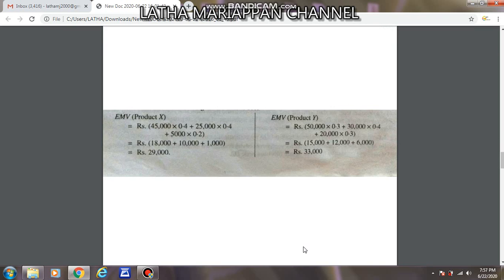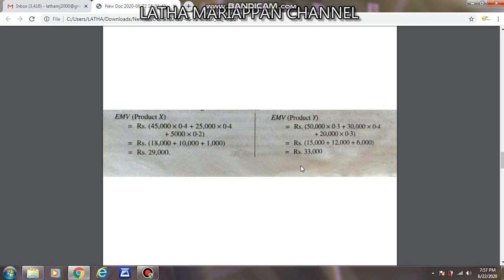Is it clear? Okay. So like this. Okay. This is EMV calculation. The same method only they have done. That is in table form and this is row wise they have done. 45 into probability, 25,000 into probability and 5,000 into probability. So you will get 29,000. And here similarly 50,000 into probability, 30,000 into probability and 20,000 into probability. So you will get 33,000.